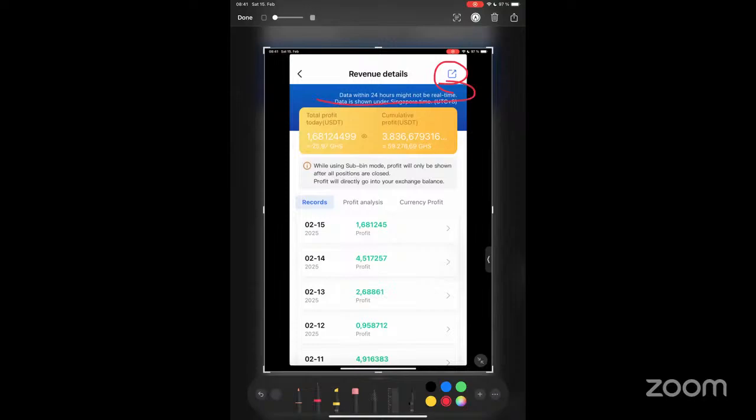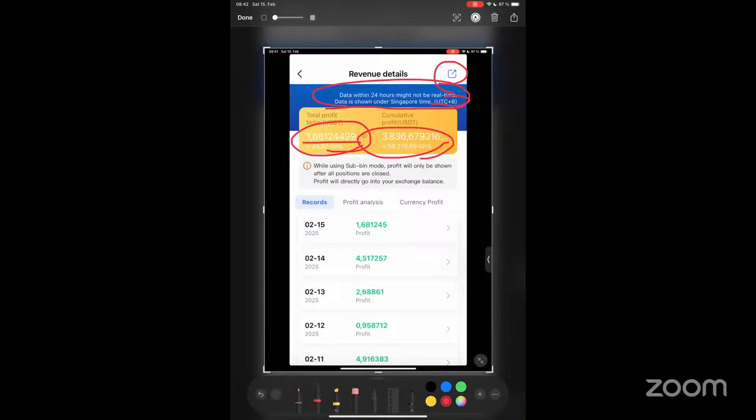Then there is information here that says data within 24 hours might not be real time. Data is shown under the Singapore time, UTC plus 8. So people who do not find themselves in this country, you notice that before you enter into the next day in your respective countries, you have already started making profit for the next day. Okay, so this is the reason, because the Royalq app follows the Singapore time. So that is the main reason. Total profit for today, you would see the figure there. Cumulative profit also, you would see there.